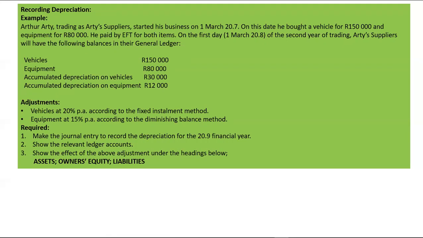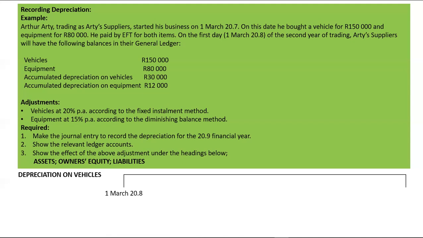To calculate depreciation on vehicles, the first thing you need to do is draw what we refer to as the number line, which shows what the beginning of the financial year is and what the end of the financial year is. So the year will start on the 1st of March 2018. It will end on the 28th of February 2019.